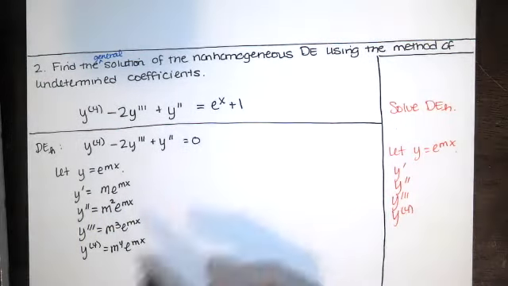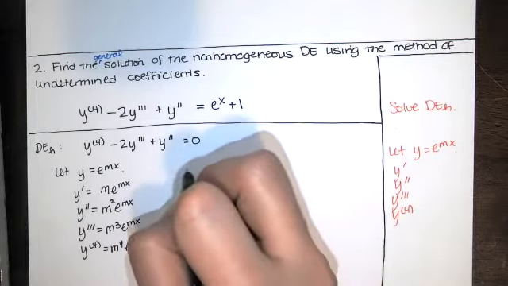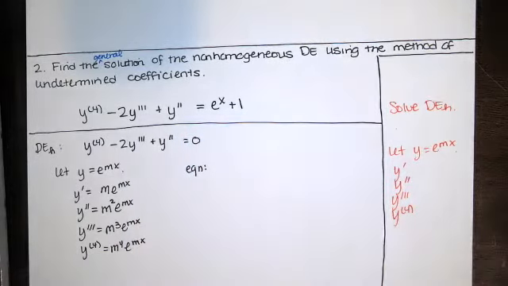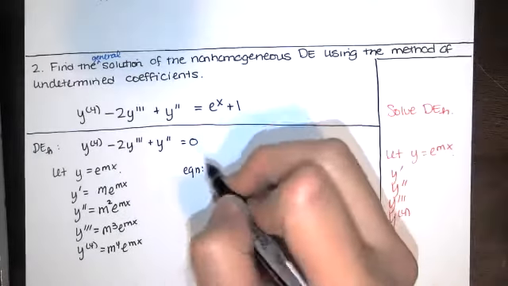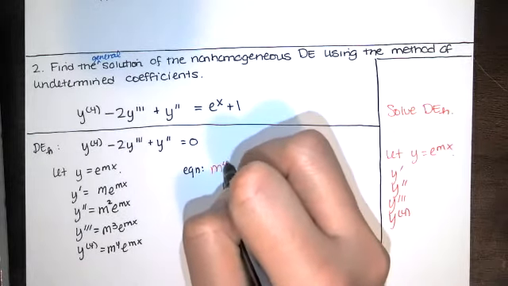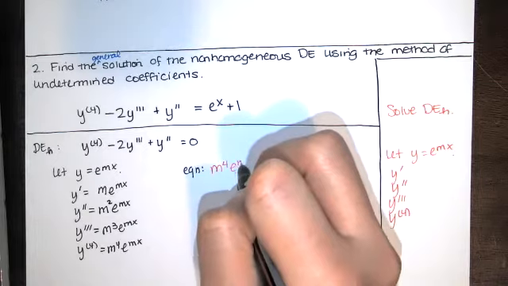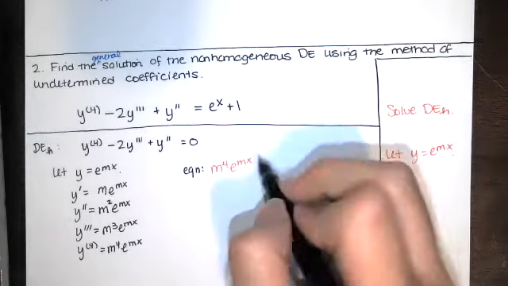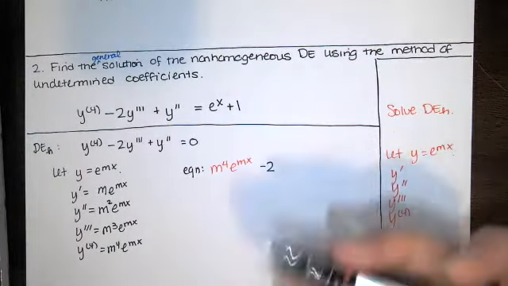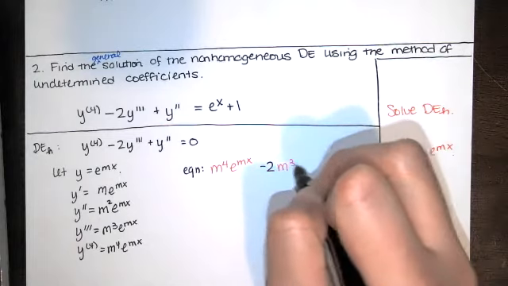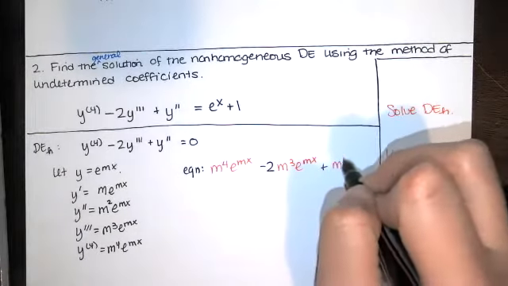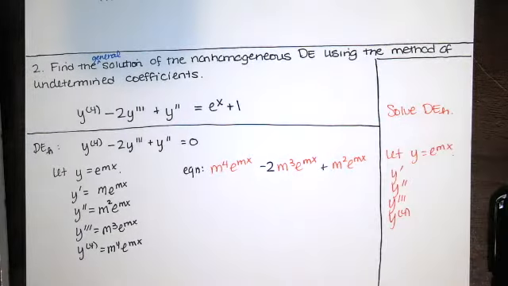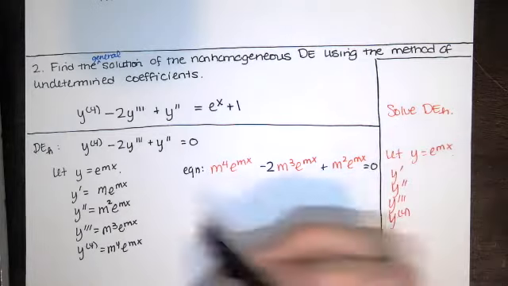And then we take these and substitute into the differential equation, and we'll end up with this algebraic equation involving m. So our fourth derivative of y goes here, and we're subtracting 2 times the third derivative of y, and then we're adding the second derivative of y, which has an m squared e to the mx in it. We're setting that result equal to 0.